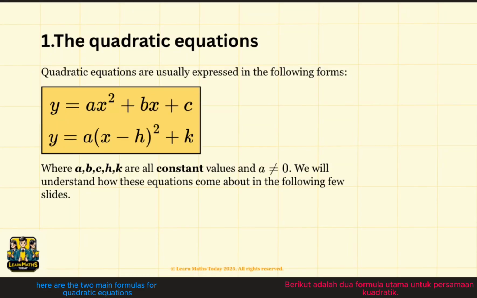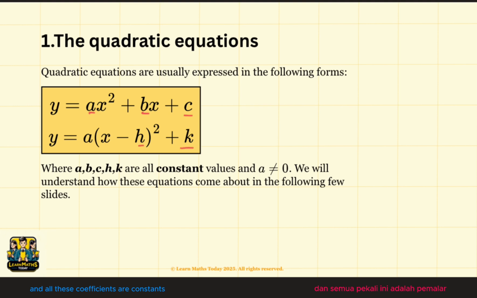So here are the two main formulas for quadratic equations. The first one is ax squared plus bx plus c, and the second one is a bracket x minus h squared plus k. And all these coefficients are constants. And usually a cannot be zero. If not, it will just be bx plus c, which is a linear equation.